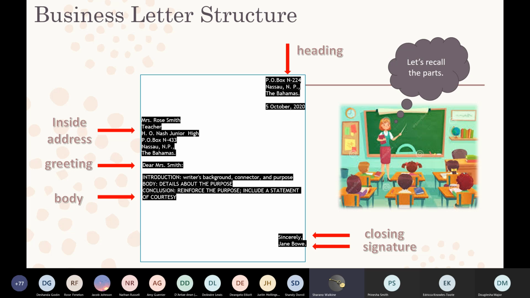You should skip a line after the heading, the address in the heading. Skip a line for the date. Come over to the left-hand side of the page. Skip another line for your inside address. Skip another line after the inside address to begin your letter. Start your letter under the greeting, and begin writing under it. After you end, skip another line. Then you come back over to the right-hand side of the page and have your complimentary closing, Sincerely, comma, and your name.